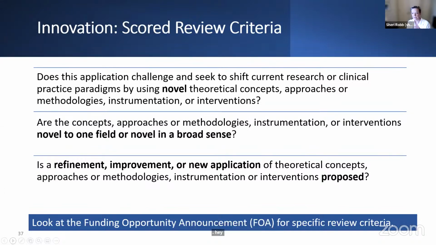Okay, so like significance, innovation is a scored review criteria. So just like the significance section, I would encourage you to look at the review criteria that's listed in the funding opportunity announcement, and also for specific review criteria that might be unique to your particular funding announcement. Again, this is really important because it helps you to know what content you need to have included in this section, because this is exactly what the reviewer will be responding to in their critique.